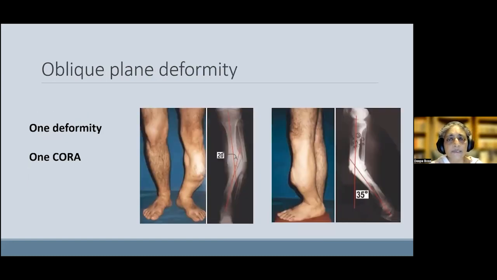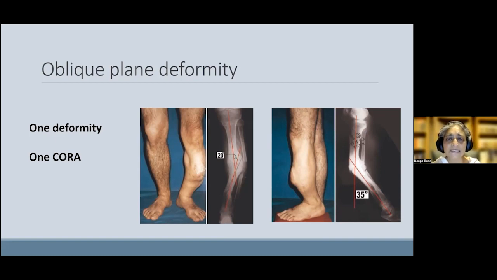A word about oblique plane deformities. If you have a deformity that is visible both on the AP and on the lateral x-rays, as you can see here, so the deformity is visible both in the coronal and in the sagittal planes, that means that you are not seeing the maximum deformity either in the coronal or in the sagittal planes. So the maximum deformity is in neither. It is in a different plane called the oblique plane.